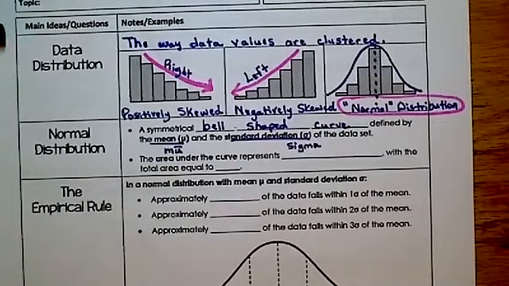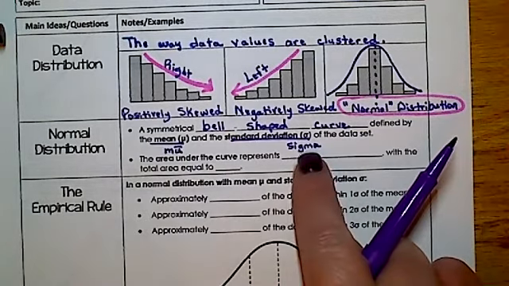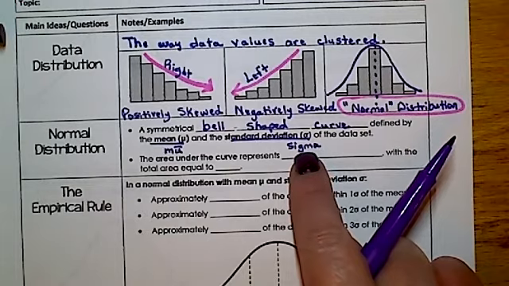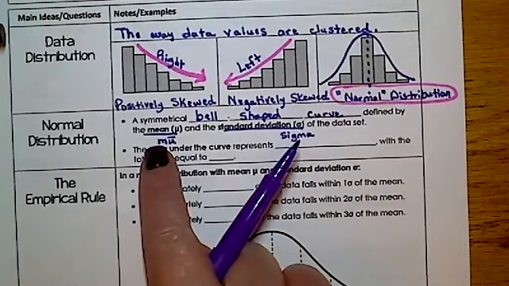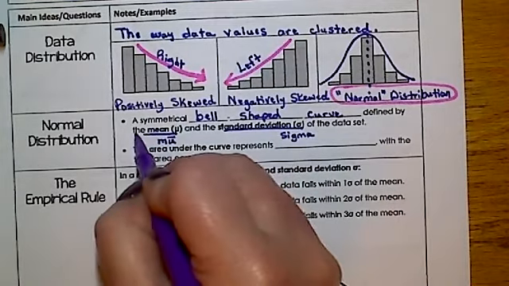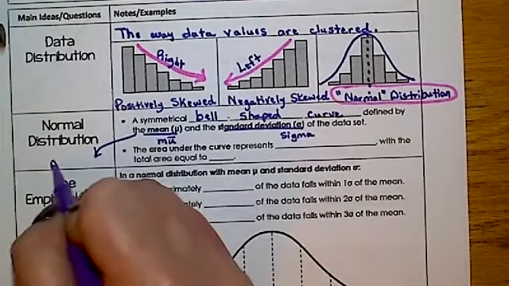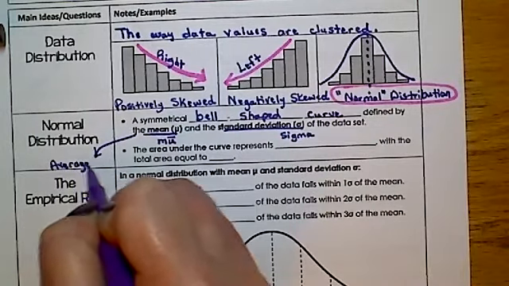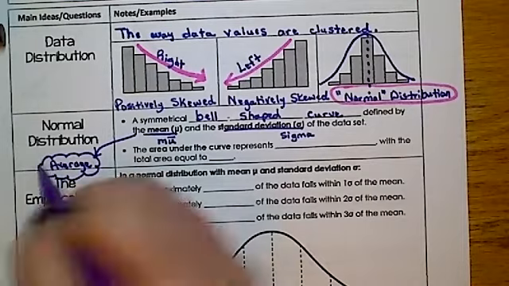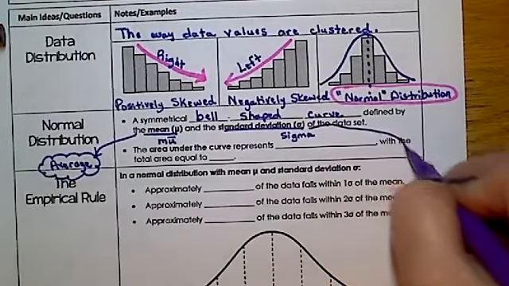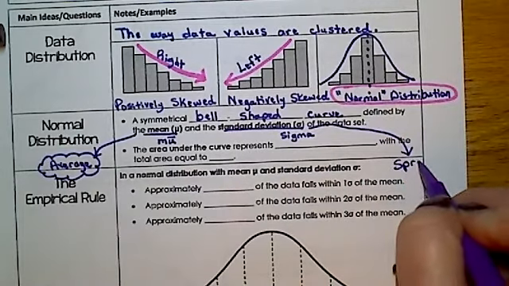Now, recall that with your standard deviation, it tells how spread out the data is. So it tells the spread of the data. So the standard deviation is going to tell us the spread of the data. The mean is going to tell us the average. So I'm going to come over here. The mean is going to be the average. And the standard deviation is going to tell us the spread.